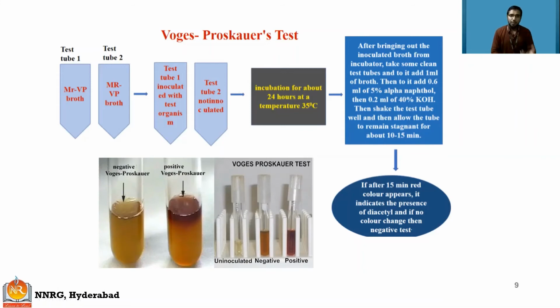It means after incubating, take a fresh test tube and add the broth into that. Take 1 ml of the broth into the test tube. Then add 0.6 ml of 5% alpha naphthol, then 0.2 ml of 40% potassium hydroxide, and then shake the test tube well and allow it to stand for 10 to 15 minutes.